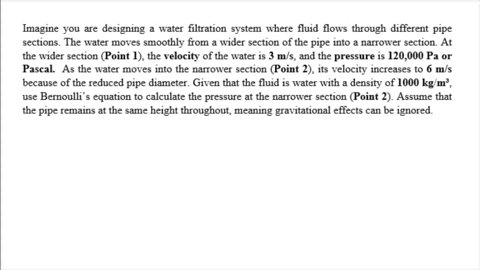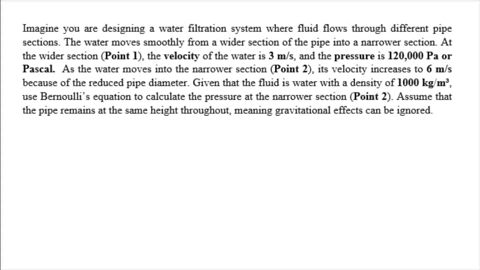Given that the fluid is water with a density of 1000 kg per cubic meter, use Bernoulli's equation to calculate the pressure at the narrower section, point 2. Assume that the pipe remains at the same height throughout, meaning gravitational effects can be ignored.